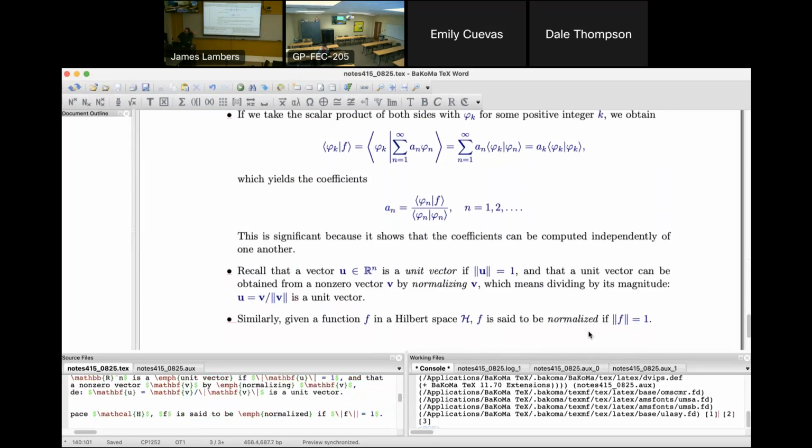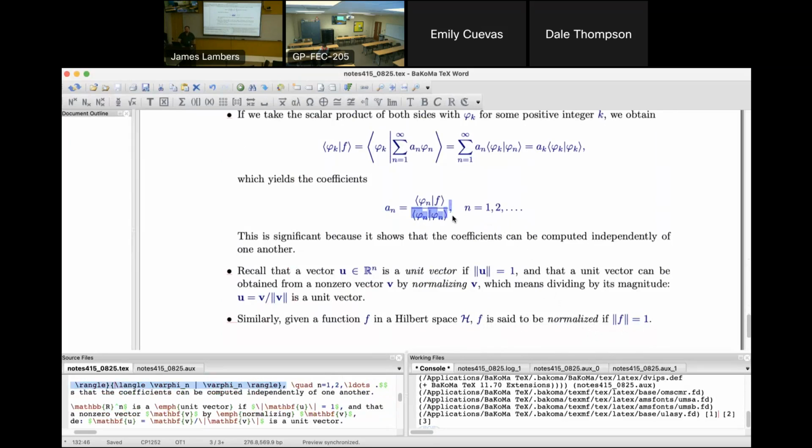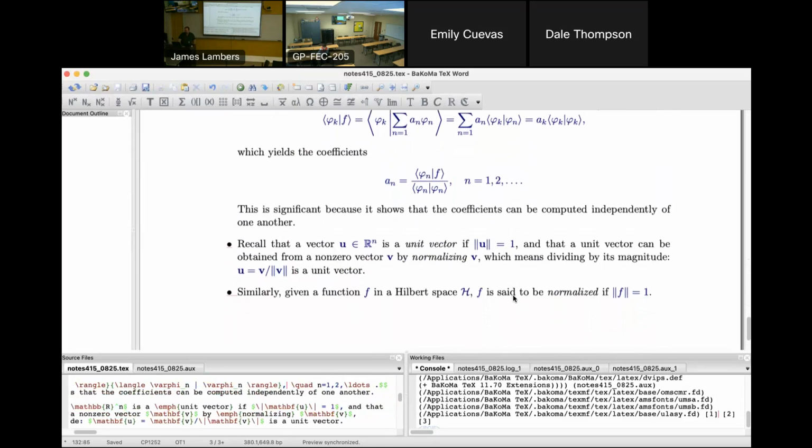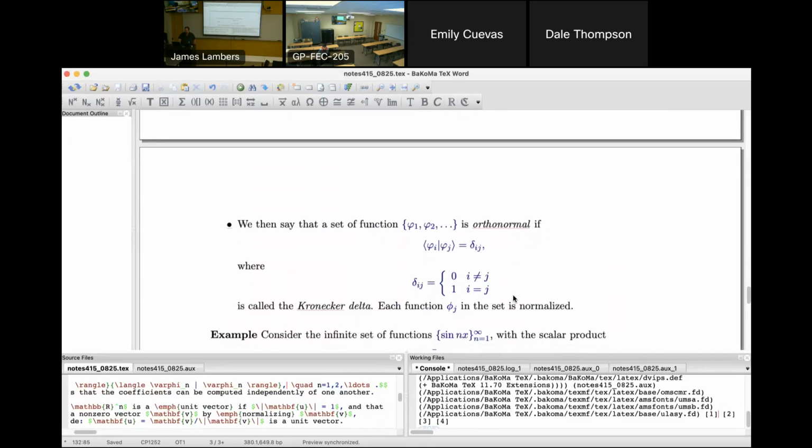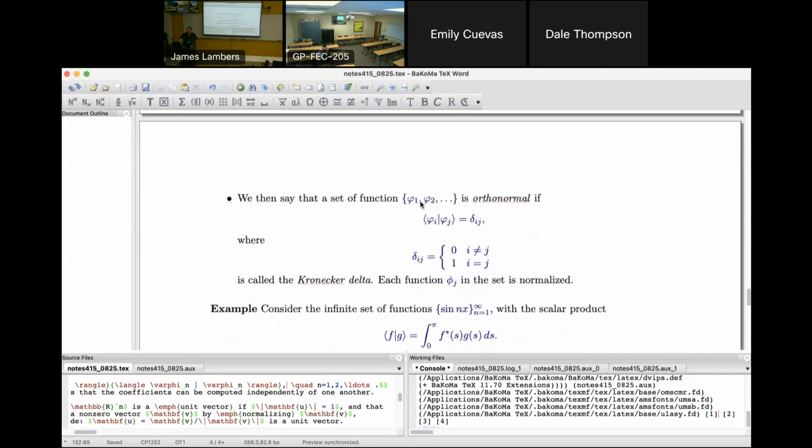So what if you have an orthogonal basis, and then you normalize each of your basis functions? Then this denominator here would be 1. So then computing the coefficients is even easier, just one scalar product to compute. And that leads to what's called an orthonormal set. An orthonormal set is a set of functions that is orthogonal, so the scalar product of any two distinct functions from the set is still 0. But the scalar product of any one of these functions with itself is 1.